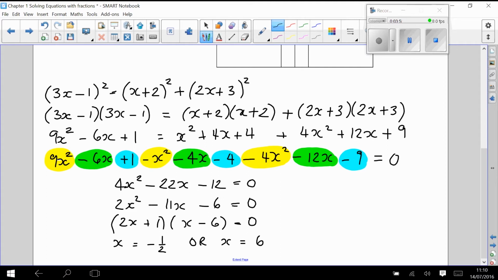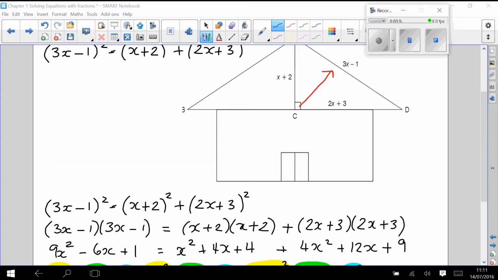Now, which of these numbers am I allowed to use? As a length can never be a negative measurement, you can see that I am not allowed to use the minus a half. So the measurement that I'm going to use is when x is going to be 6. In other words, the hypotenuse is going to be 17 units. The length, which is your perpendicular, is going to be 8 units, and the length from C to D is going to be 15 units.